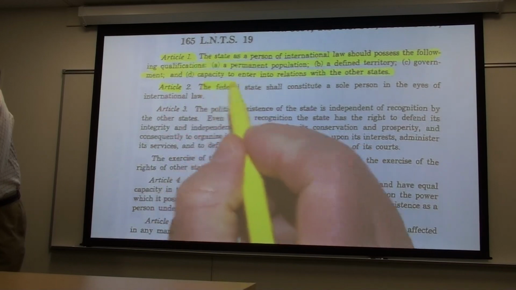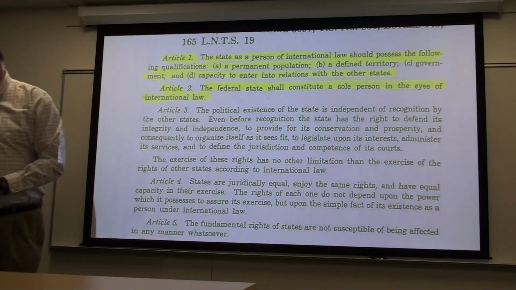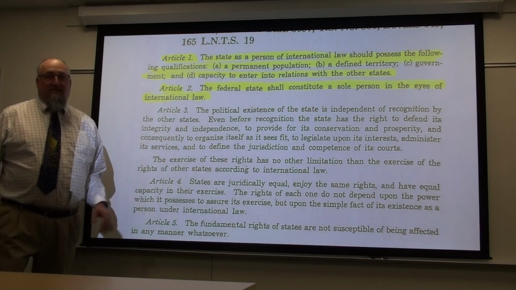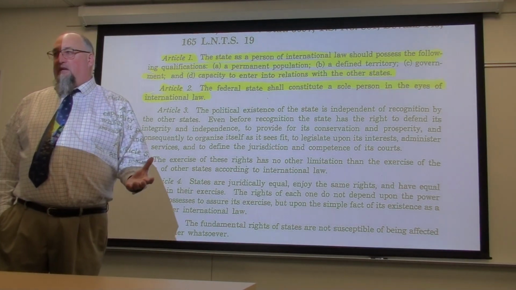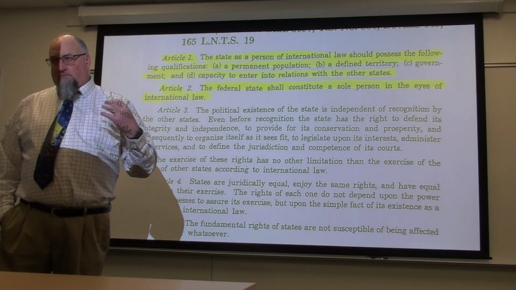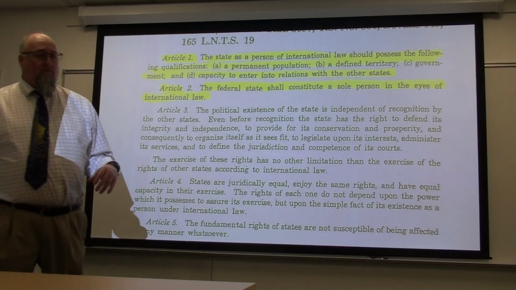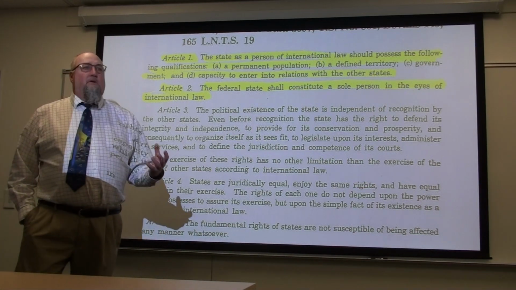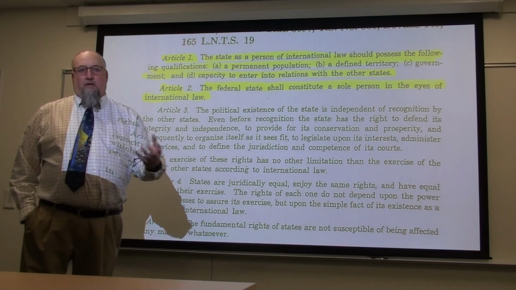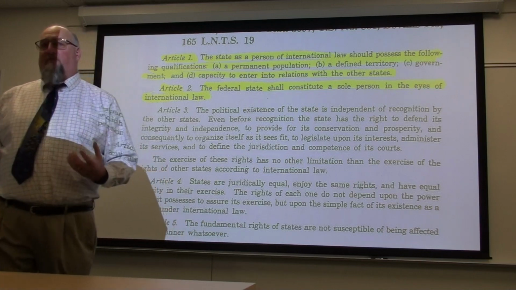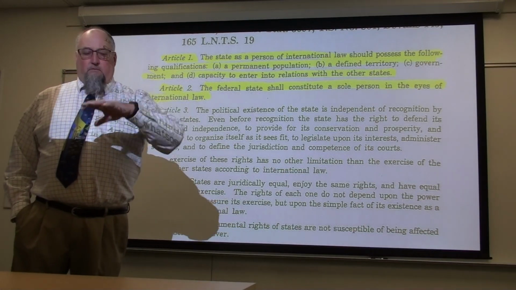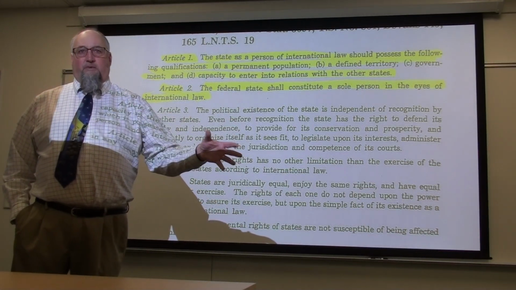Under Article 2, the federal state shall constitute a sole person in the eyes of international law. Now what that sentence means, and we use the United States as the example, we are a federal form of government, which is very common around the world. We see it all over the place. It's nothing unique to the United States. And again, a federal form of government is essentially sub-political units, like in our case the 50 states, have agreed to create a larger umbrella government that will engage in large-scale issues such as international diplomacy.